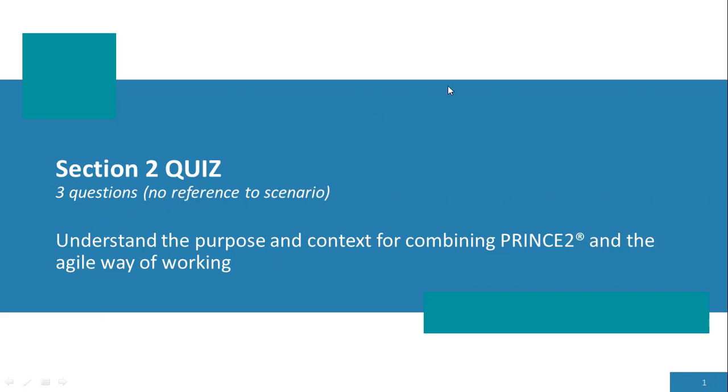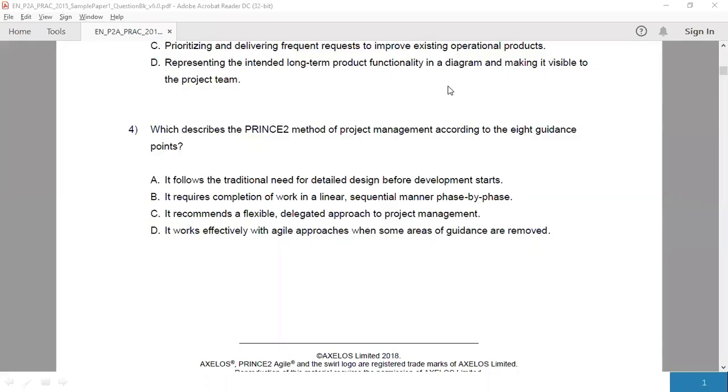So let's go and try those 3 questions from the official exam paper. The sample paper from Axelos, that is. We did the first 3 questions for section 1. Now for section 2, let's try question number 4, 5, and 6.